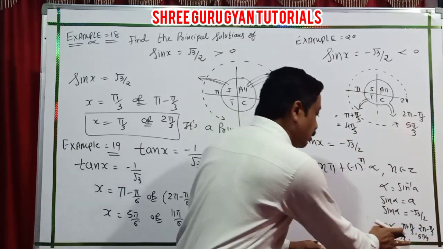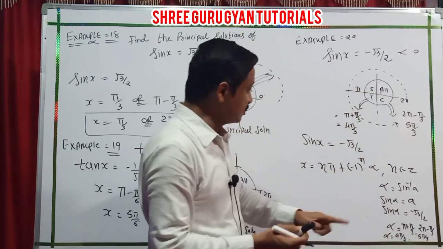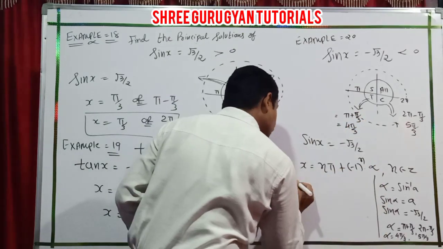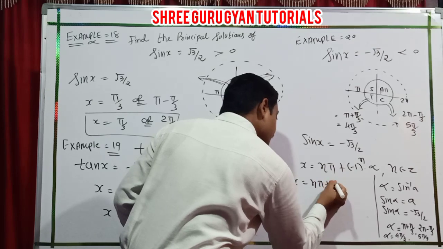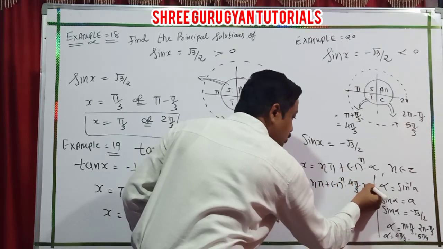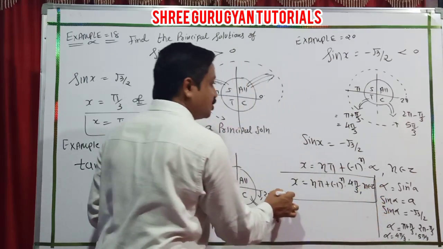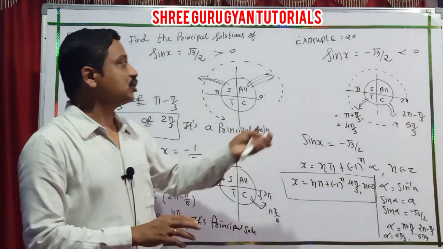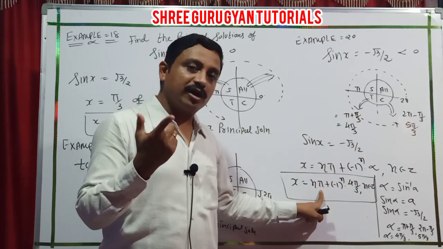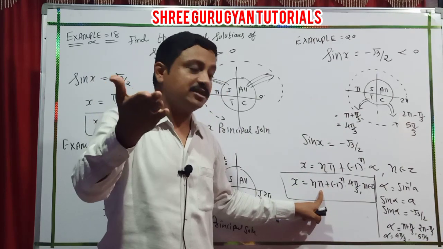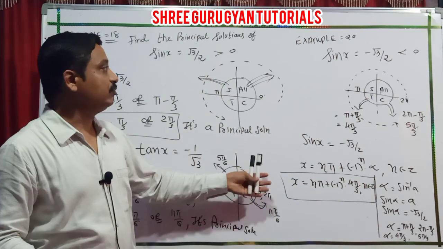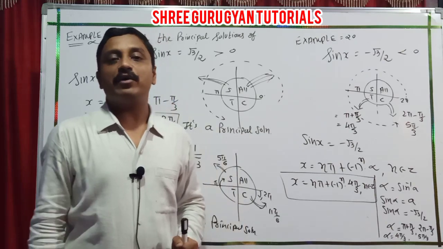Students, but you write down only the first value, 4 pi by 3. So in this sum, n pi plus minus 1 to the power n times 4 pi by 3, n belongs to z. This answer is your final general solution of sin x equals minus root 3 by 2. Students, this is not only one answer, there are infinitely many answers. You change n in z one by one, then you get these values. Yes students, now I move ahead.